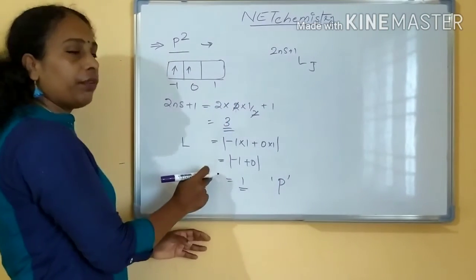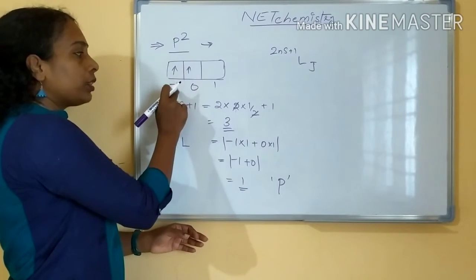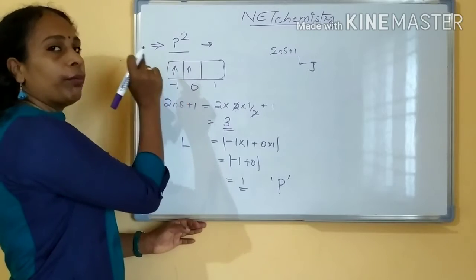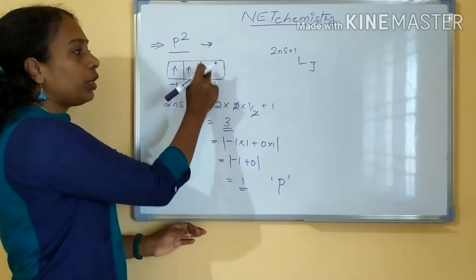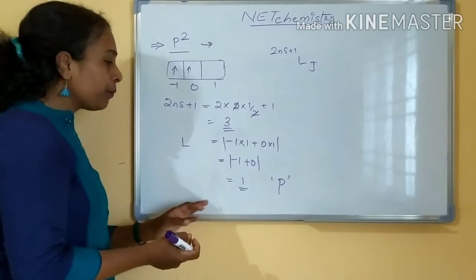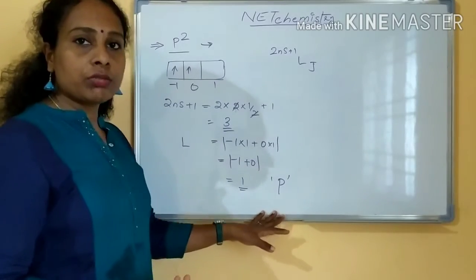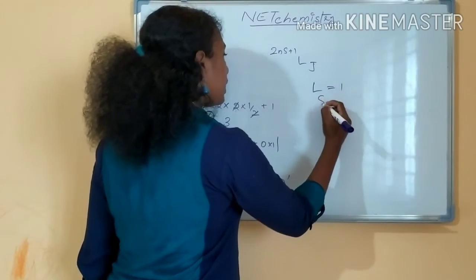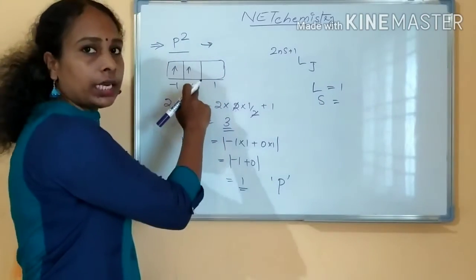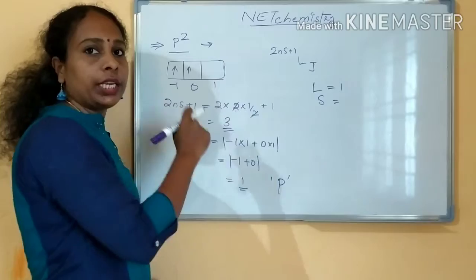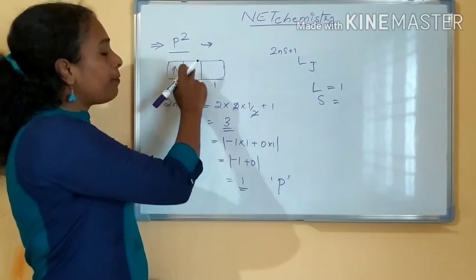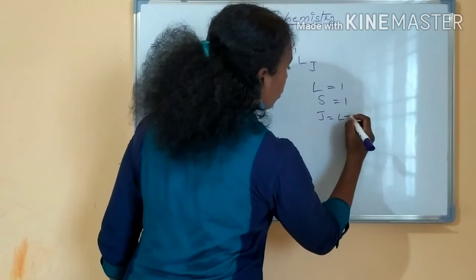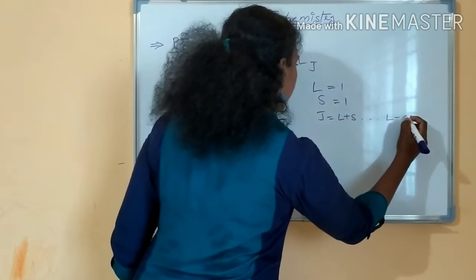How you are calculating the L value, you know: this L1 value into number of electrons, plus L2 into number of electrons, and L3 into number of electrons, right? You got the L value 1, so it represents P. Now the L value is equal to 1, right? What is the S value? Two electrons are there, right? 2 into 1/2, each is having half and half spin. Half plus half, you will be getting 1. So J value is equal to, you know, L+S to L-S, right?